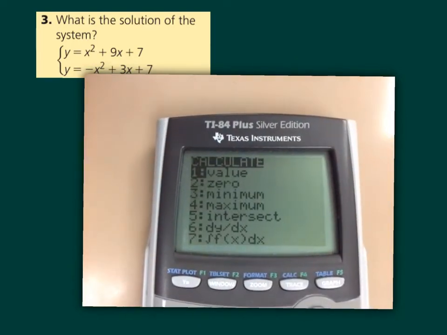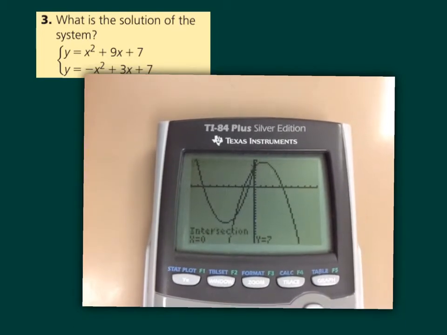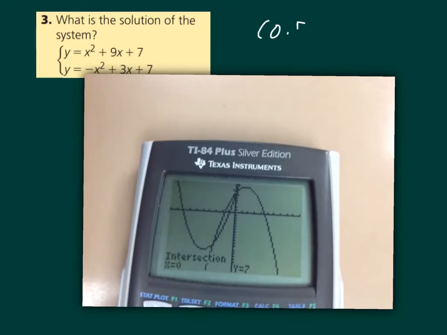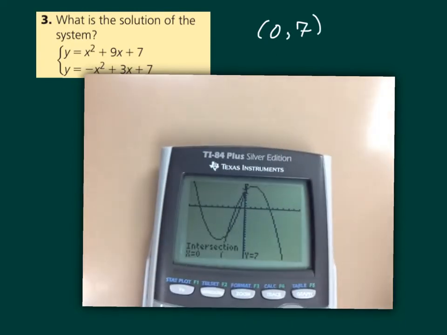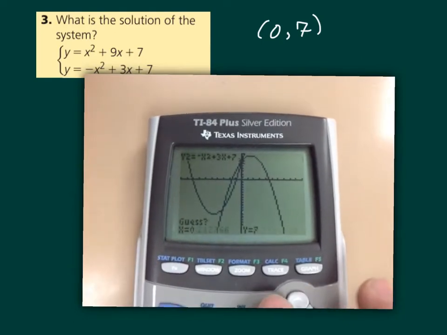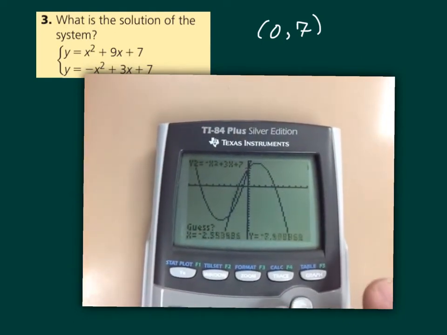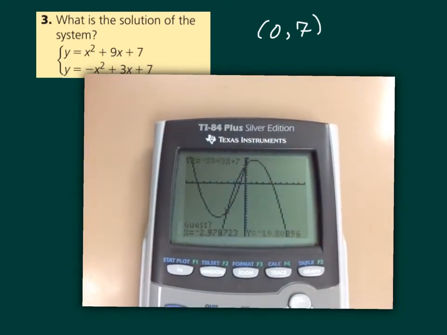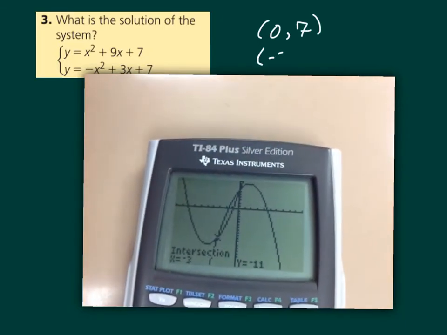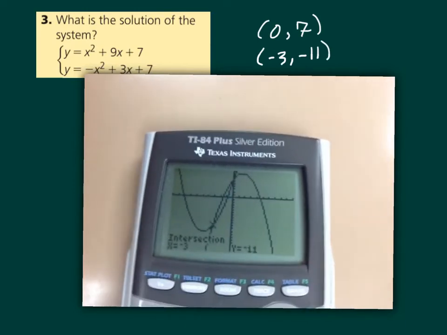Second, calculate, intersection, enter, enter, enter. We get 0, 7 as one of them. Second, calculate, intersection, enter, enter. Move the cursor until it is near the other intersection point. Then push enter a third time. We get -3, -11.